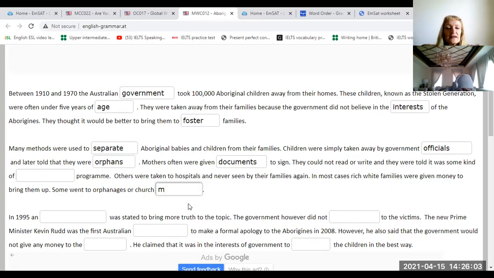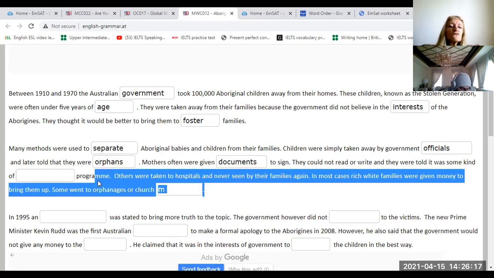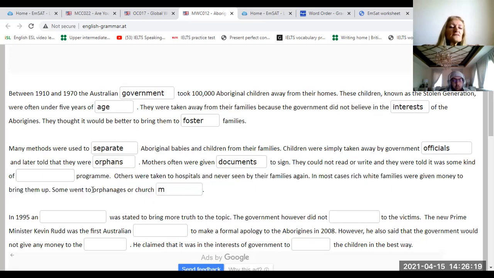So have a think about that. Church members? No. Church member? Well, perhaps no. Some went to orphanages. Oh, church. No, it could have been church members, but for the fact that some went to orphanages, which is an organization, and a church mission is also like a kind of organization, right? Yes, it's missions.